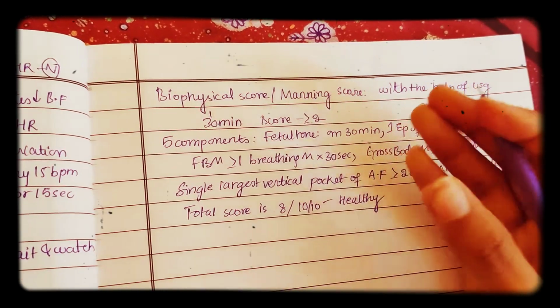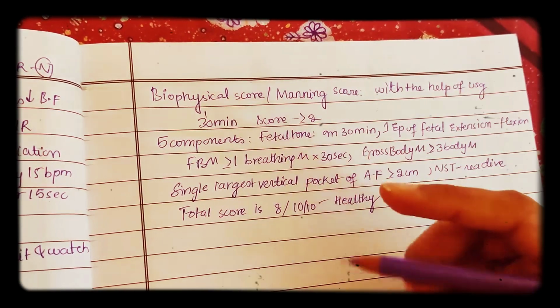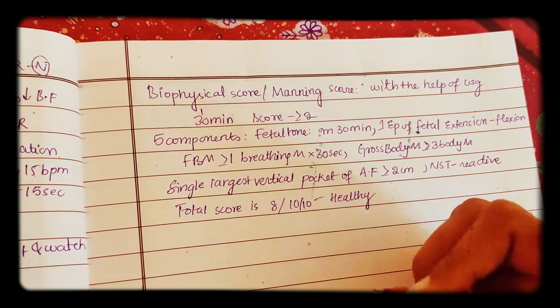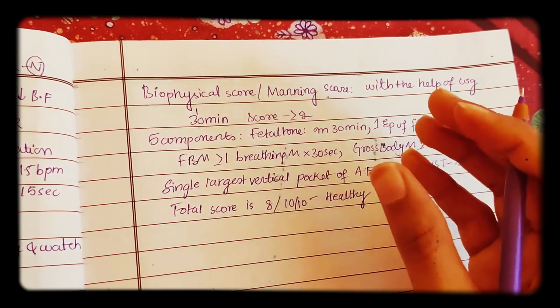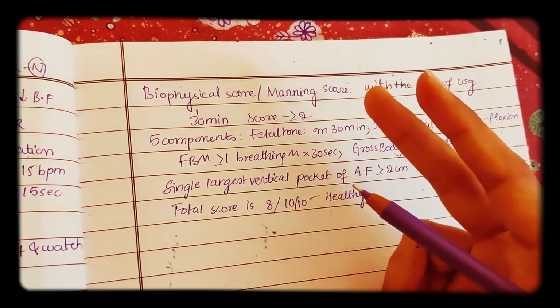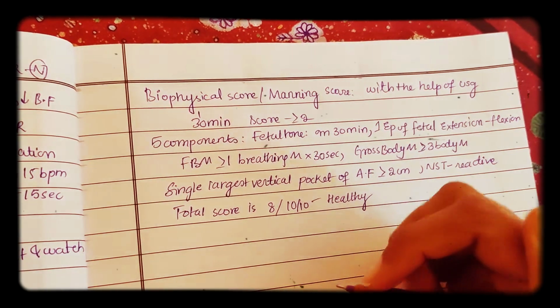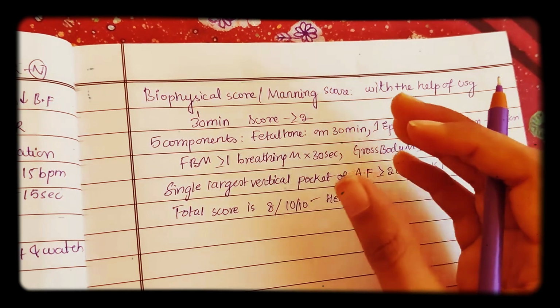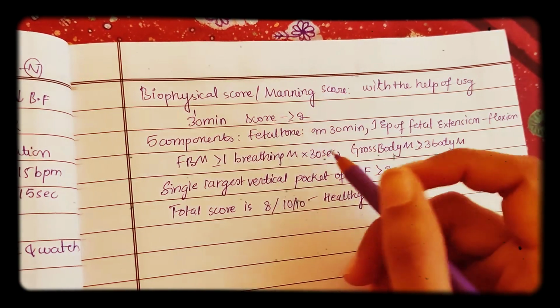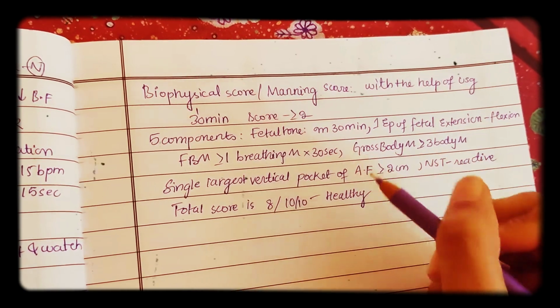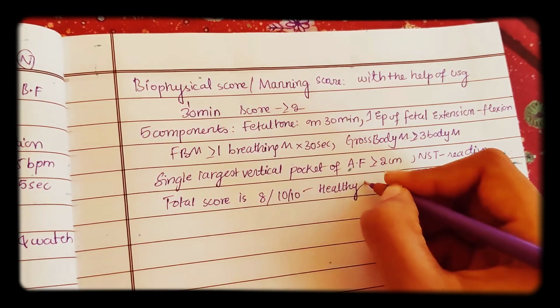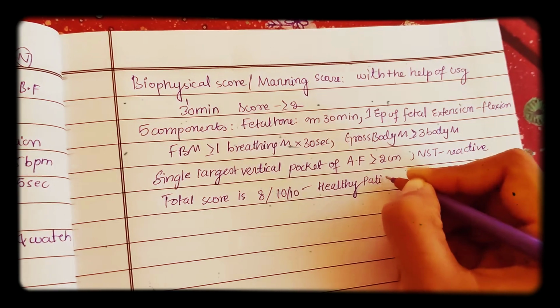And if the fetal breathing is greater than or equal to 1, you will give a score of 2. If the gross body movement is greater than or equal to 3, you give a score of 2. And if the single largest vertical pocket of amniotic fluid is present, then you give a score of 2. If NST is reactive, you give a score of 2. So if you give all these a score of 2, 5 2s are 10, so either 10 by 10 or 8 by 10, like any two may be missing, then you can say it is a healthy patient.